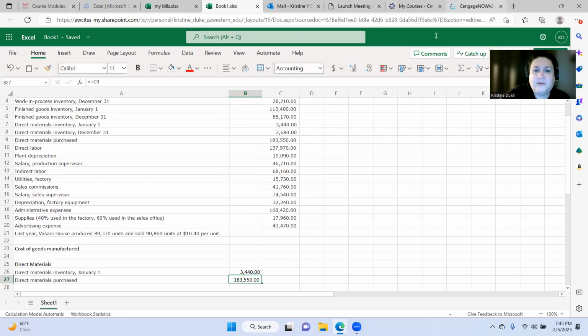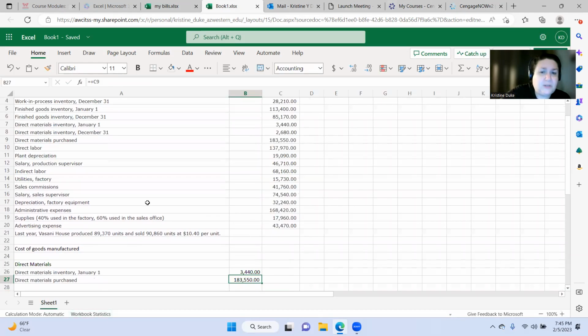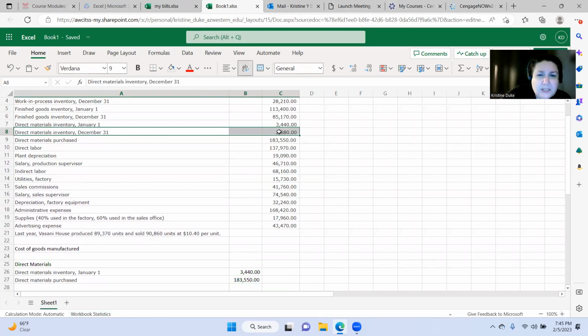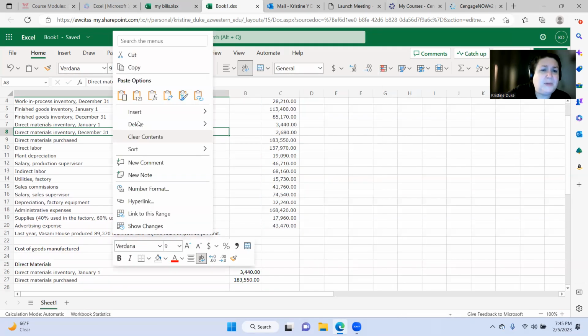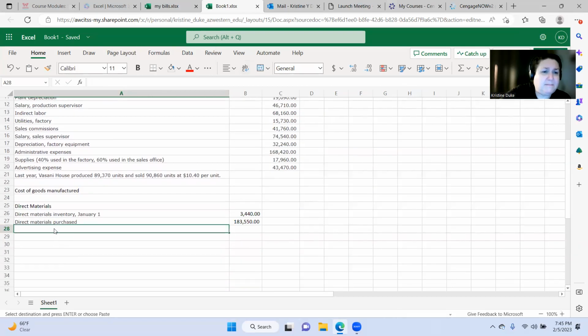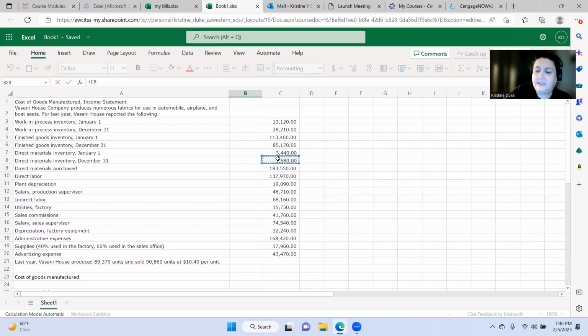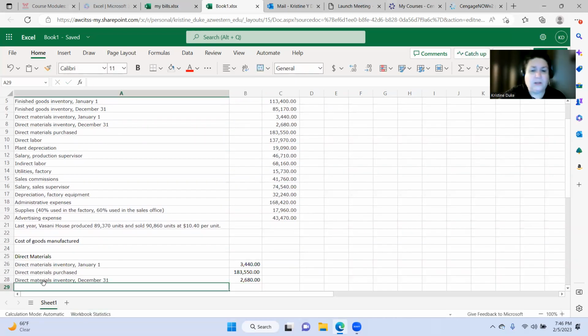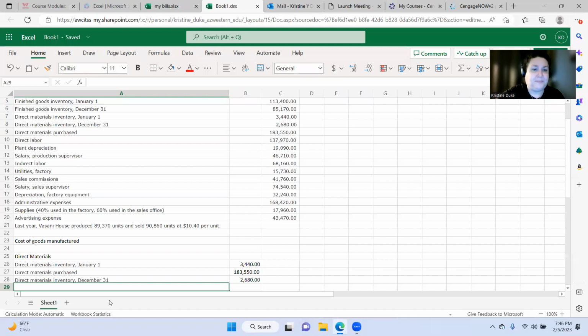Okay, so according to Cengage now, they want us to put our ending in there as well. So let's go ahead and do that. That'd be direct materials, ending inventory. Okay, I'm going to grab this one, copy, and paste. And you guys all remember this from managerial accounting. Very similar. Okay, so now we're going to think about this. And now this should be moved over to the side. Good, it is. So we got the direct material used in production. Good, good, good.